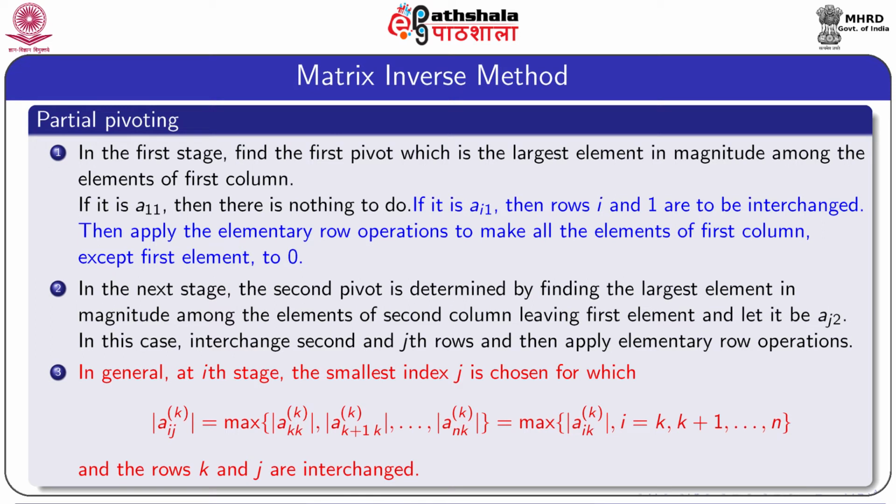In general, at the kth stage, the smallest index j is chosen for which the absolute value of a_jk at the (k-1)th iteration is equal to the maximum among the absolute values of a_ik at the (k-1)th iteration, where i equals k, k plus 1 up to n. Then the rows k and j are interchanged and a_kk represents the kth pivot element.